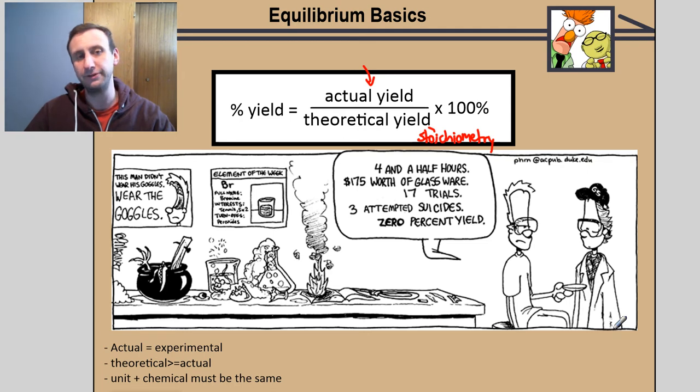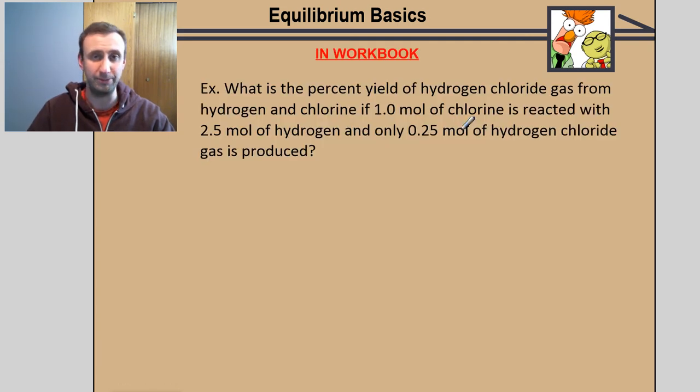And it's really important that I'm dealing with the unit and chemical being the same as well. I have to be comparing apples to apples, not apples to oranges. So if I have my actual yield in grams, my theoretical yield would have to be in grams as well. Or I could do this work in moles. I could have actual yield in moles and theoretical yield in moles. And again, it has to be the same chemical that I'm dealing with. So let's take a look at a question and see if you can work it out.